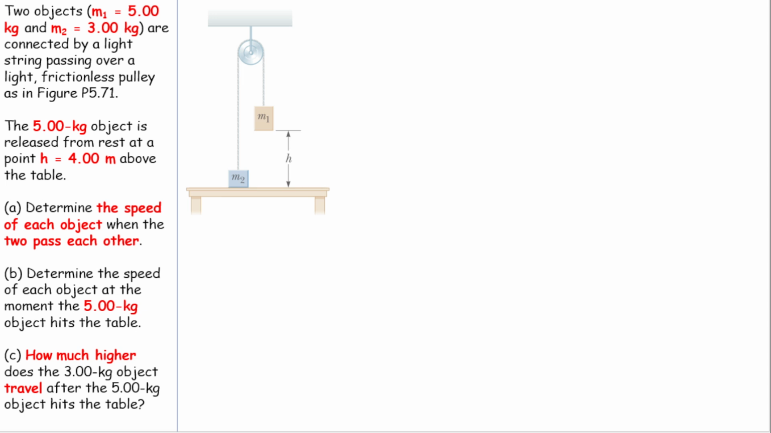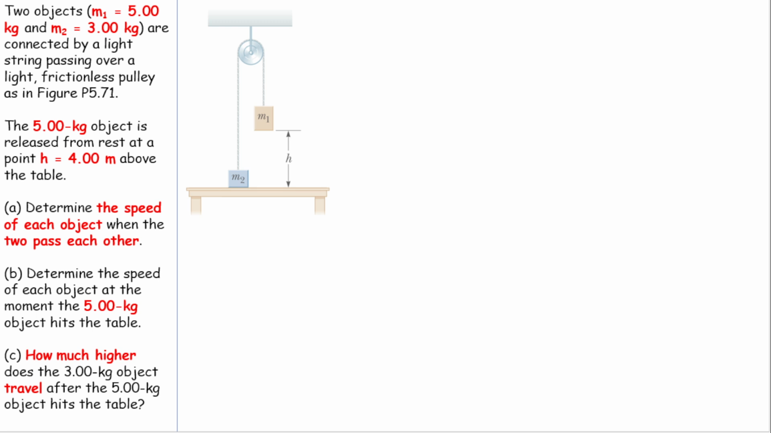Two objects, M1 is 5 kg and M2 is 3 kg, are connected by a light string passing over a light frictionless pulley as shown in the figure. The 5 kg object is released from rest at a point h equal to 4 meters above the table.